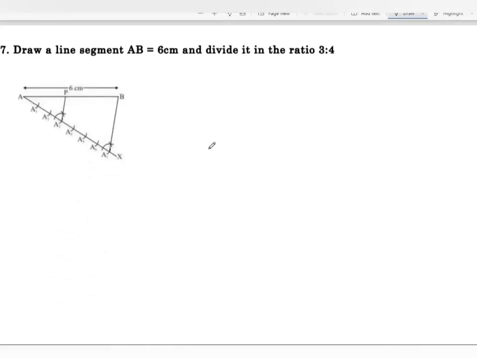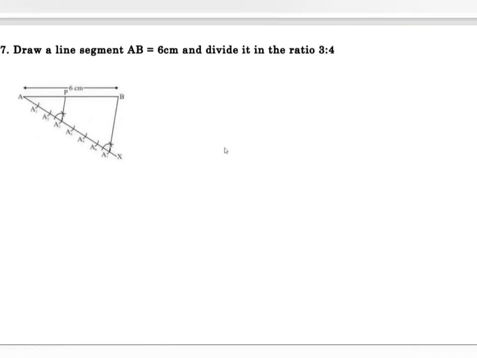Now moving to question number 7. Draw a line segment AB of 6 cm. What is the first step? First step is to draw a line segment AB of 6 centimeter. Now what is the ratio? Ratio is 3:4. Add the ratio, what we get? To divide a line segment, we should add the ratio. What we get is 7.